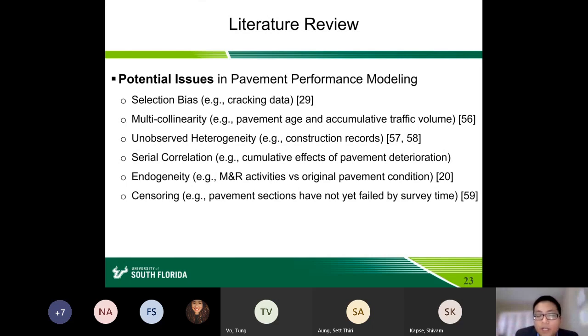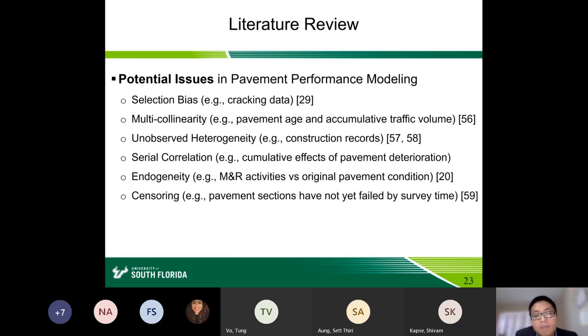So for the statistical modeling part, several issues may exist, such as selection bias. For example, if we model the pavement crack initiation or progression, and we only select the crack data, we may suffer selection bias, since at the end of the pavement condition survey, some pavement may have cracks. Some pavement sections may not. If we only select those pavements that have cracked, we will suffer selection bias.